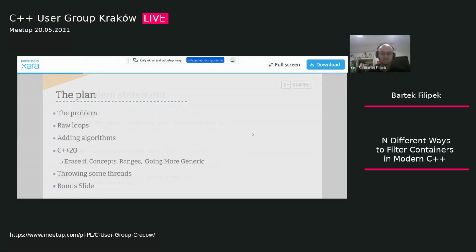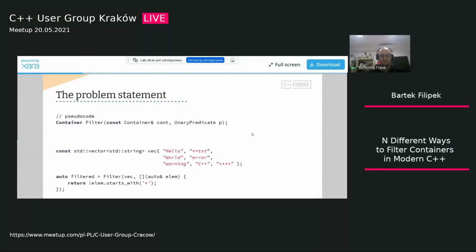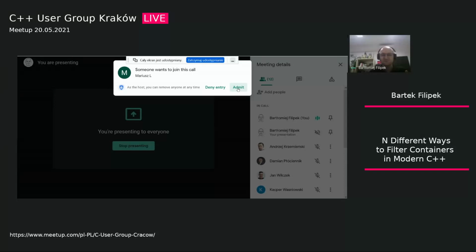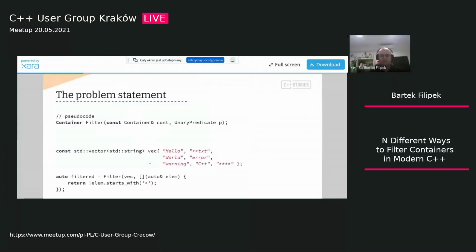So what's the problem? We want a function that is quite simple: filter. This is pseudocode, so it's not real C++, but it takes a container, then it also takes a predicate, and when a given element of that container matches the predicate, it will be added to the output, and you will get a new container at the end as a return value. As an example, here we have a vector of strings.